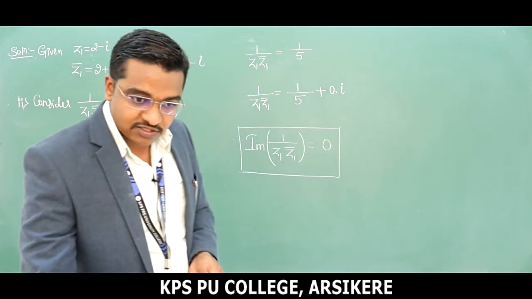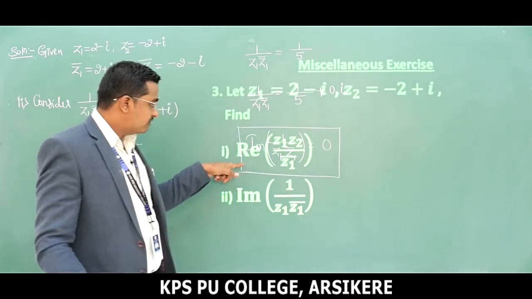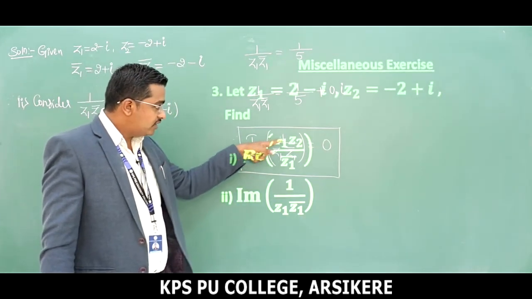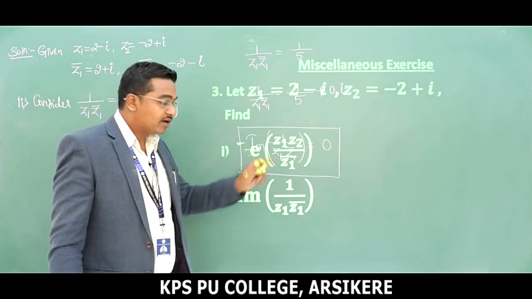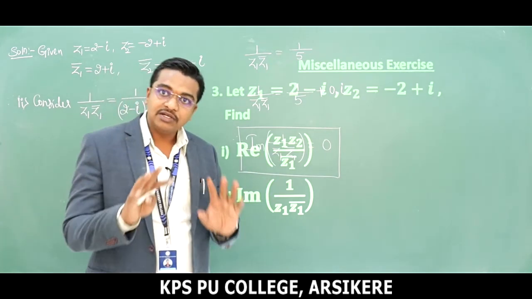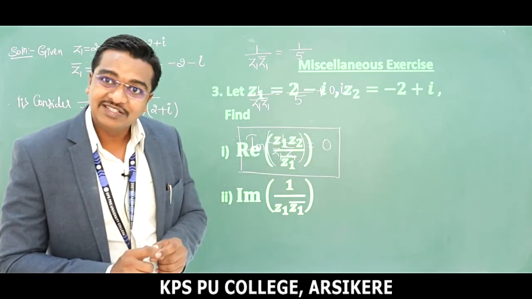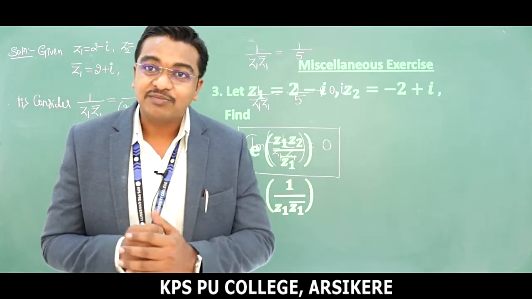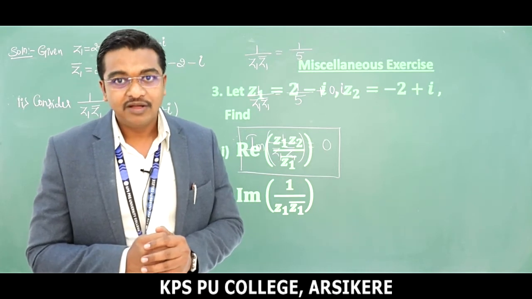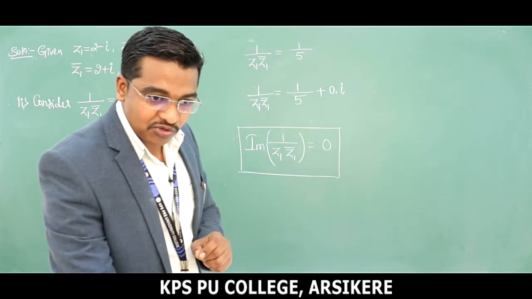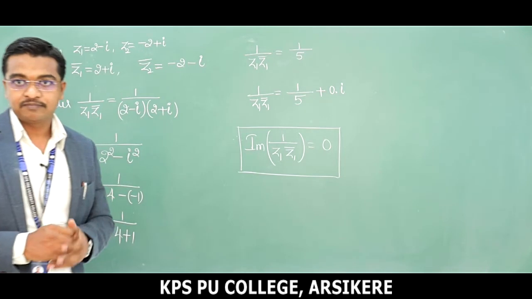Similarly for the first question, the real part of Z1 into Z2 divided by Z1 bar is there. So we need to find it out first. First we need to find the expression for Z1 into Z2 whole divided by Z1 bar, then find the corresponding real part. Take a pause and note all the things I have written here.